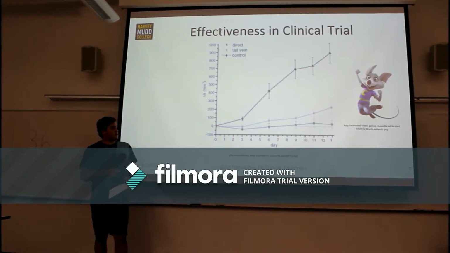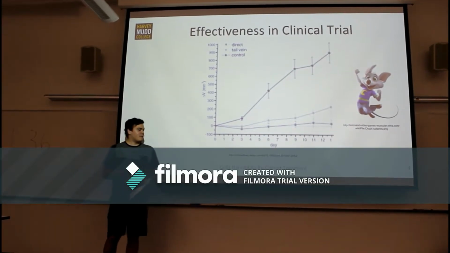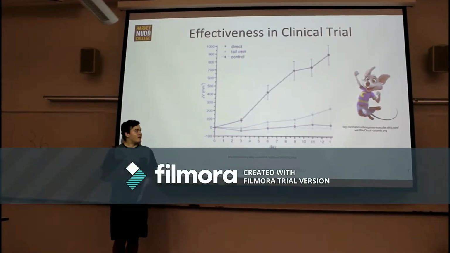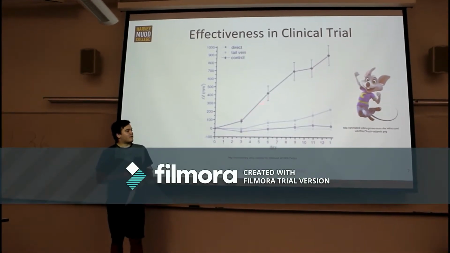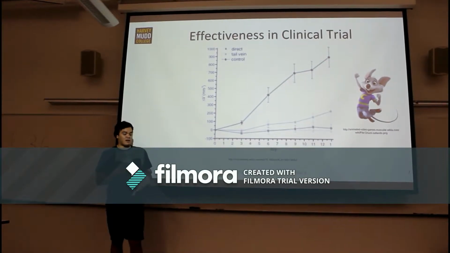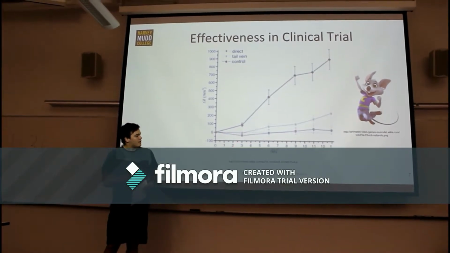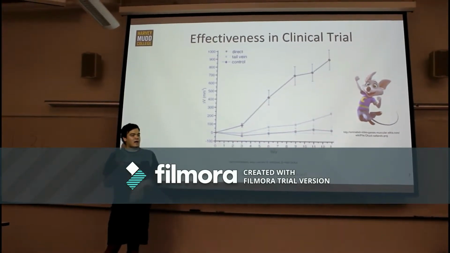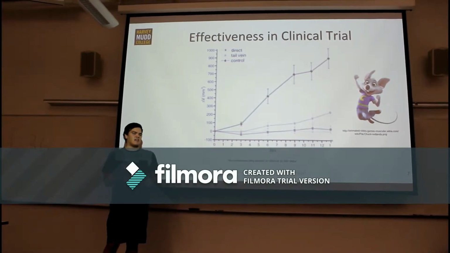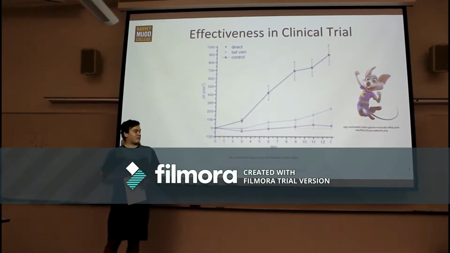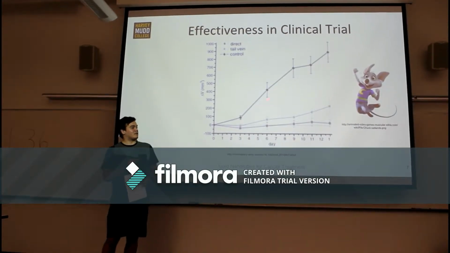This is the result of a clinical trial in mice in the lab. This graph here shows the growth of the tumor over time. This graph here shows a control where a phosphate buffered saline solution was introduced to the tumor. This one here shows a direct introduction of the nanoparticles into the tumor itself. There's a significant reduction in the growth of the tumor as compared to the control.